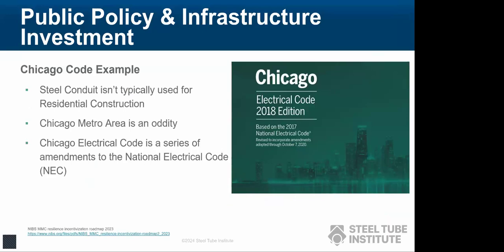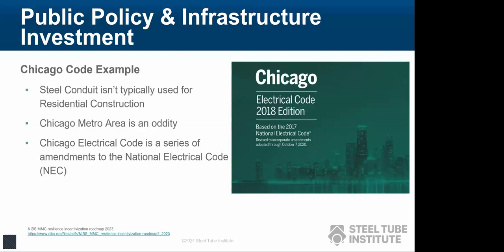Another example of some unique public policy that has worked in choosing steel conduit in particular is the Chicago Electrical Code. The Chicago Electrical Code sits on top of the National Electrical Code as an amendment. And though steel conduit is not typically used in residential construction, it's actually required in Chicago homes. Steel conduit is most commonly used in commercial and industrial buildings. However, on the residential level, non-metallic cable is more widely used. NM cable or Romex is one of the trade names. But there's one oddity in the United States.